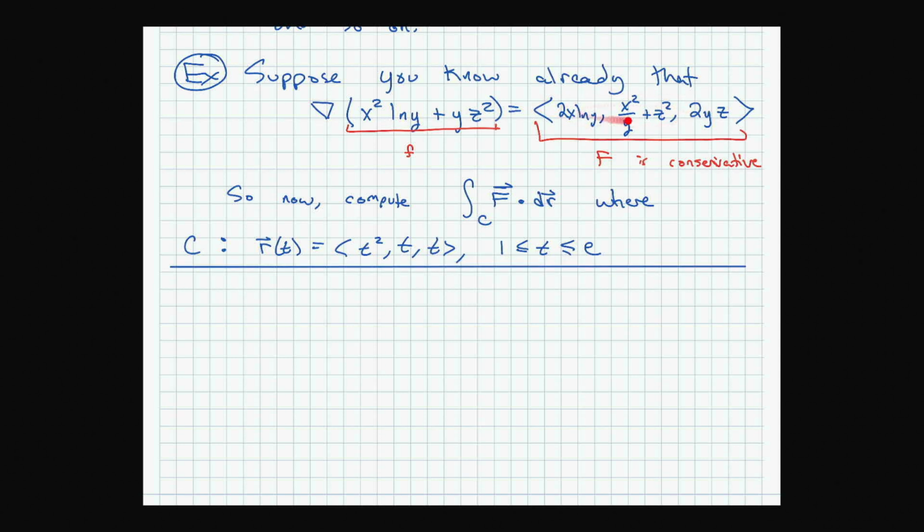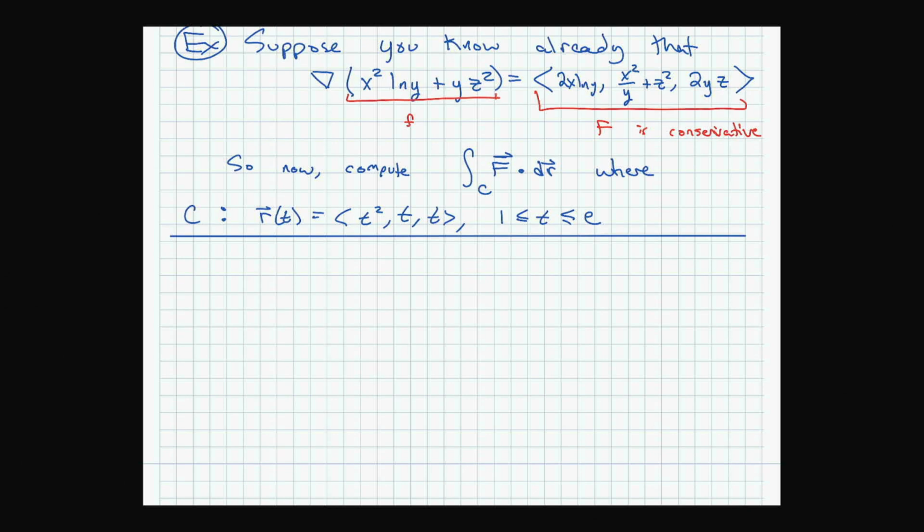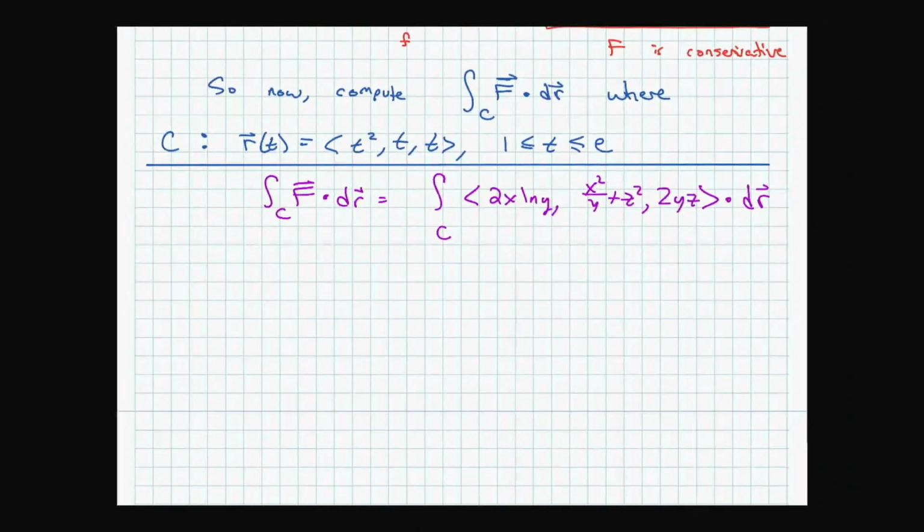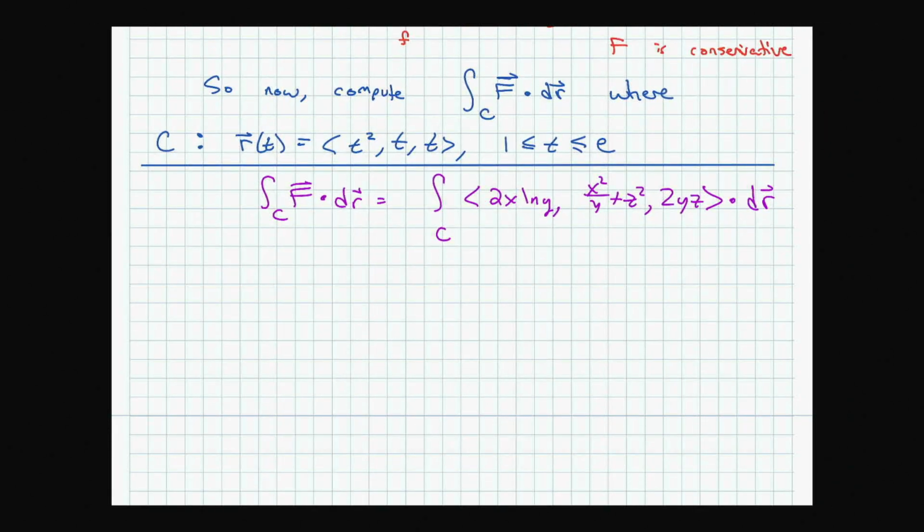So I'm given the big F, I'm given the little f, I'm given the C, and we're supposed to be calculating this, right? So let's start with the thing we're supposed to calculate. So the integral over C of F dot dr is the integral over C of F. Where's the F though? The F is 2x ln y minus x squared over y plus z squared, comma 2yz. That needs to be dotted with the dr, and we also need the parameterization of C and so on, right? This is what we're supposed to do. But you don't actually have to do that because the fundamental theorem says this.